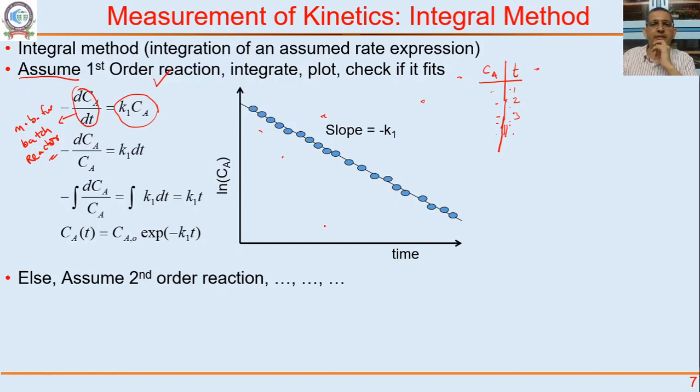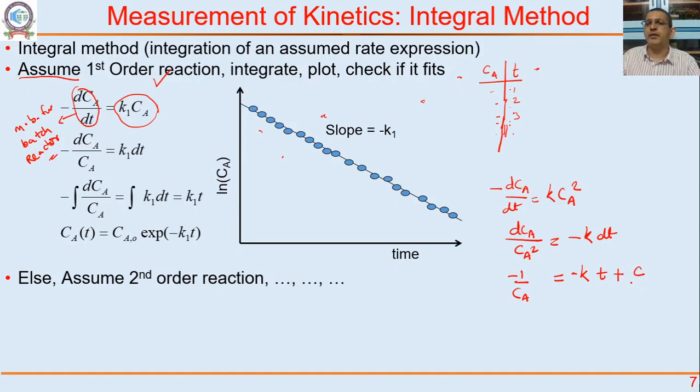Obviously, it is not fitting a straight line. Then we have to assume a second order reaction, right? So what we might do is we will say minus dCA by dt is k CA squared. So dCA by CA squared is minus k dt. If you integrate this, CA raised to minus 2 is to be integrated. So this is minus 1 by CA is equal to minus kt, plus some constant of integration. Then at time t equal to 0, our CA is, let's say, CA initial, right?